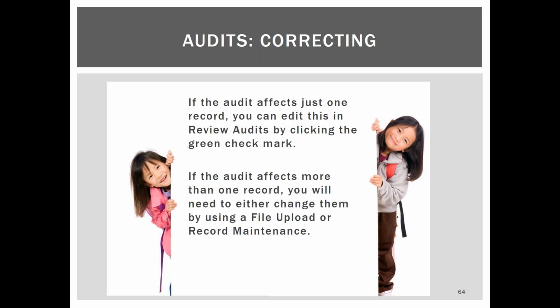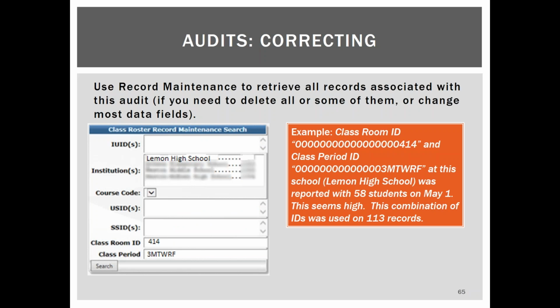Here's just a quick example of using record maintenance to update your information. The example is classroom ID 414 and class period ID 3MTWRF. At that school it was reported with 58 students, which seems high, and it was used on 113 records. So here, if you're using record maintenance and you click on search, it will show you all 113 of those records, so you can at least see what they are.